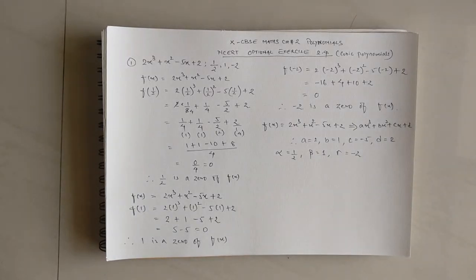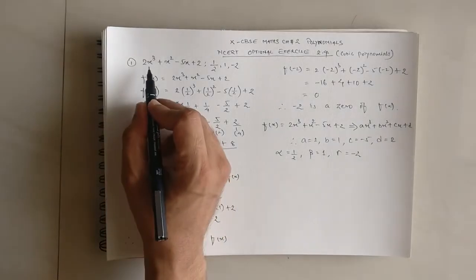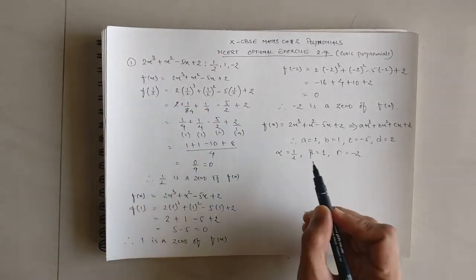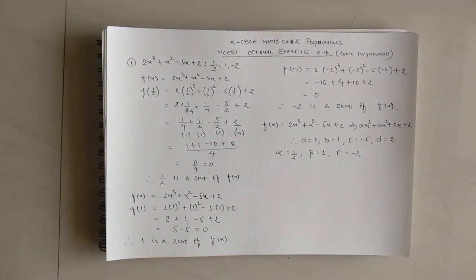Alpha, beta, and gamma. Remember that this is a cubic polynomial. Cubic polynomial's highest degree is 3, so it will have 3 zeros. Quadratic polynomial has a degree of 2, so it will have 2 zeros. So I told you in the earlier video that number of zeros is equal to the number of degree, or the highest power of the given polynomial.